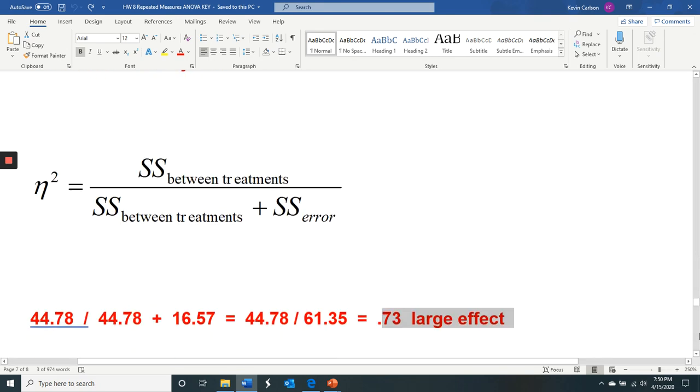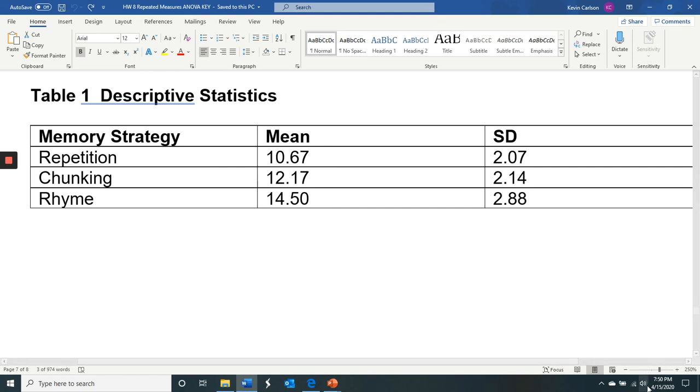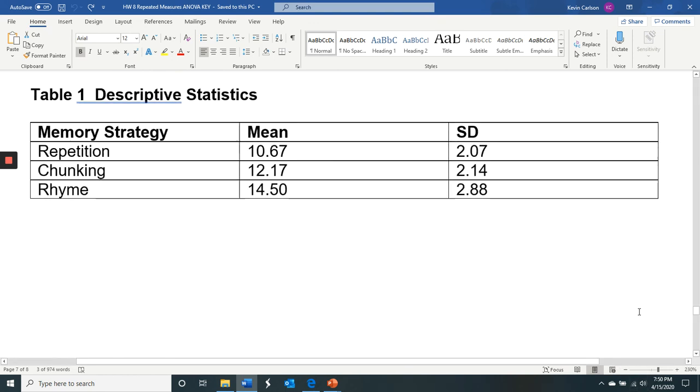Now we're just going to go down and remember to do your Table 1 for descriptive statistics with the mean and standard deviation between the two. And we can kind of see, since it was a significant effect, we can kind of look here, and it looks like maybe rhymes greater than chunking, and that's greater than repetition. So that kind of seems to be what's going on.